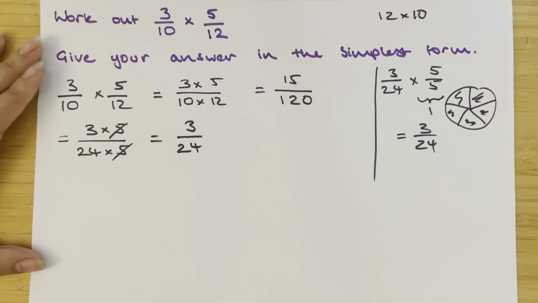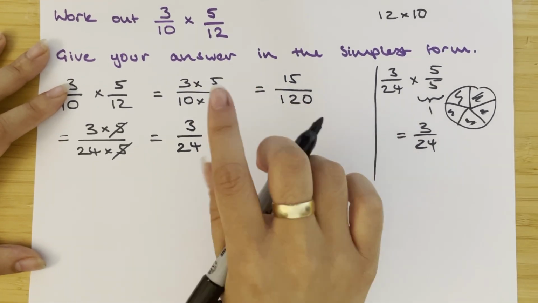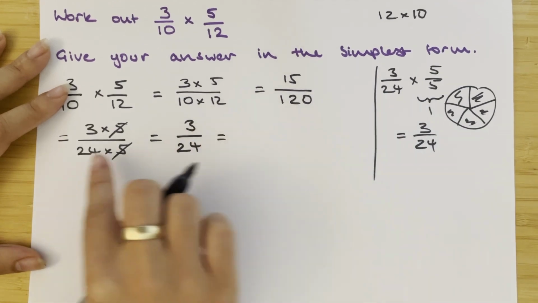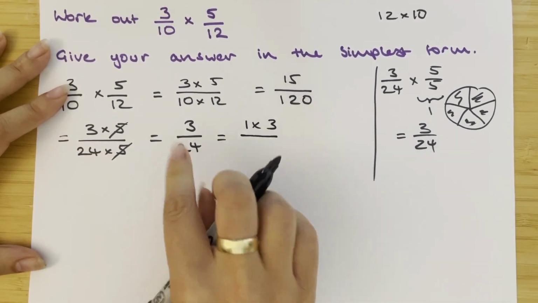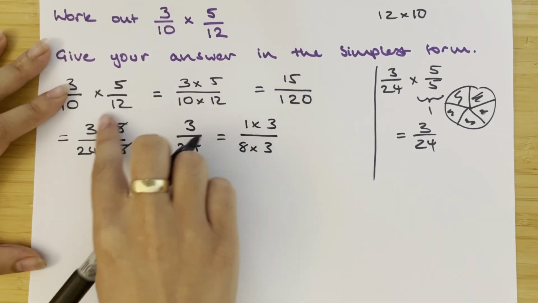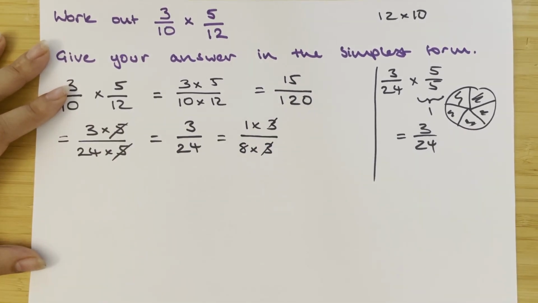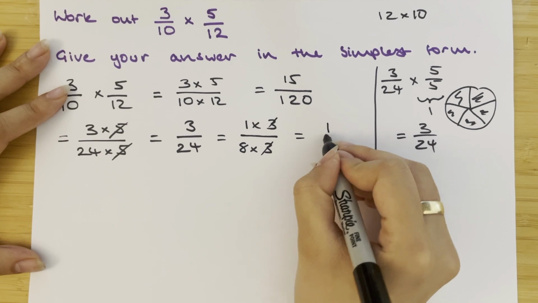Lovely. Okay. And I notice 3 and 24, I can do that again. So what I can do is, this is in the 3 times table, so putting it into the same form like this. 1 times by 3 and 8 times by 3. And then if we do this again, we cancel. When we cancel, that leaves us with 1 over 8.